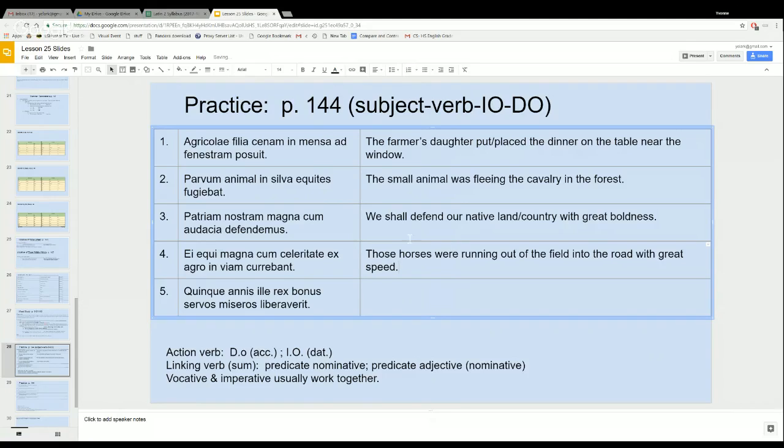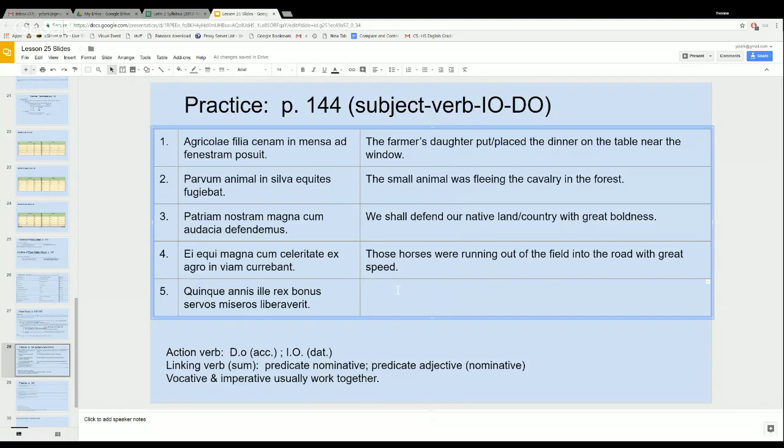So again, what is the construction ex agro? Ablative of place from which. That's right, place from which. And what about in viam? Accusative of place to which. Good. And then you have one final construction, the last one. Ablative of manner. Very good. So you had 3 different constructions going on in that sentence.